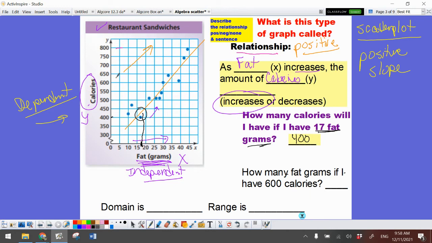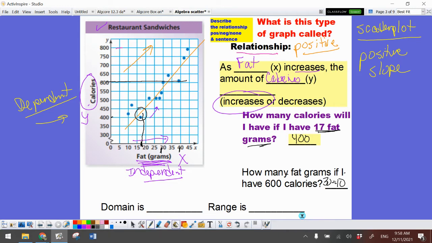Okay. Then it says, how many fat grams if I have 600 calories? Well, that's coming across on this side. So I'm going to come across and see what I have here. And I see that I'm between 30 and 40 fat grams. Okay. I'm between 30 and 40 fat grams.